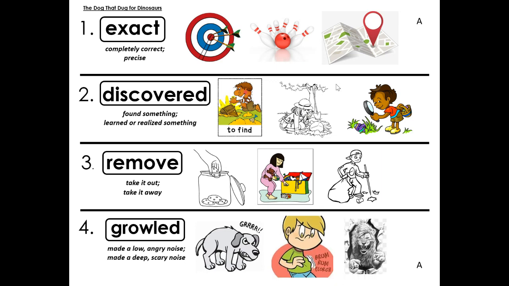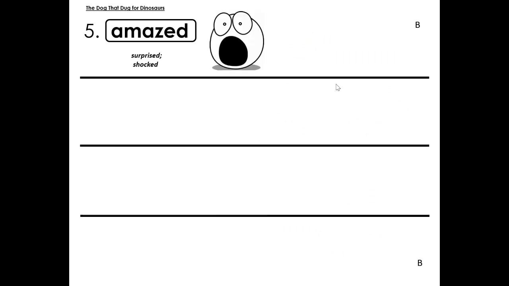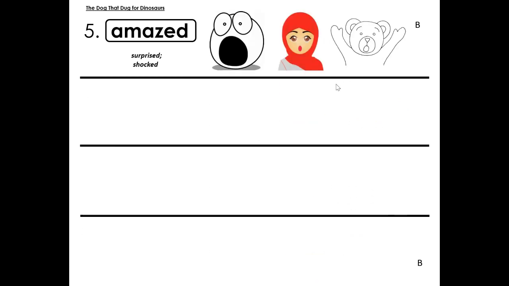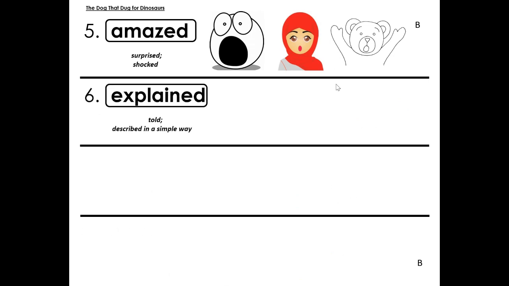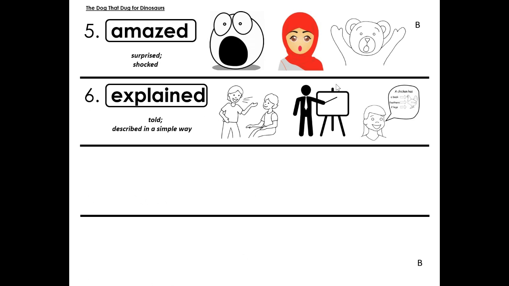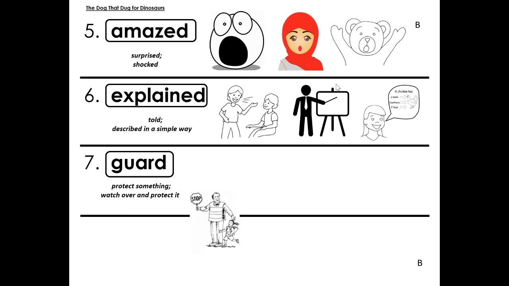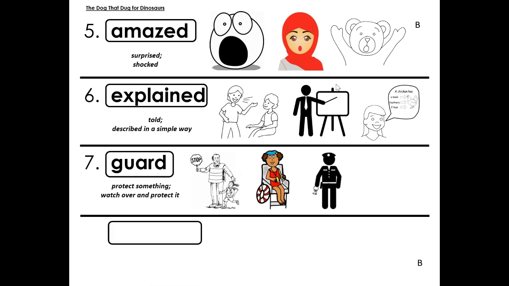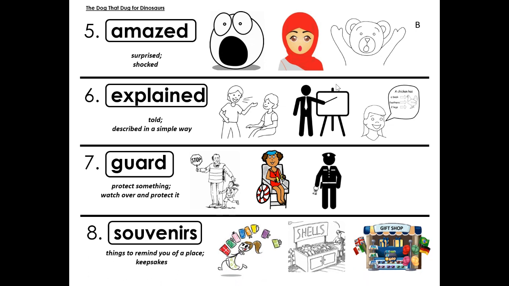The root word is growl. Number 5, amazed, shocked or surprised, and the root word is amaze. Number 6, explained, told, described in a simple way, and the root word is explain. Number 7, guard, protect something, watch over it and protect it, guard. And number 8 is souvenirs, things to remind you of a place, keepsakes.